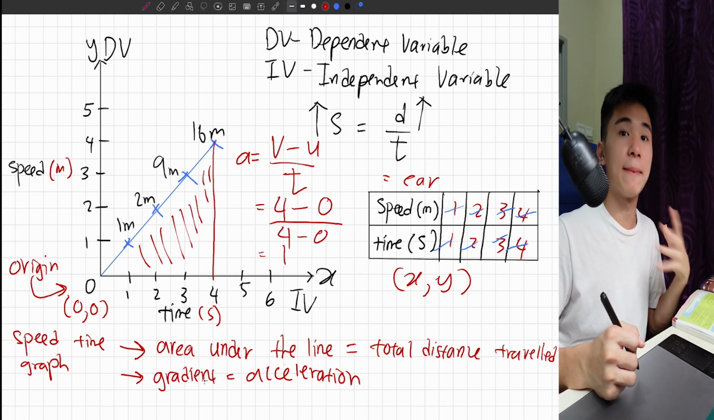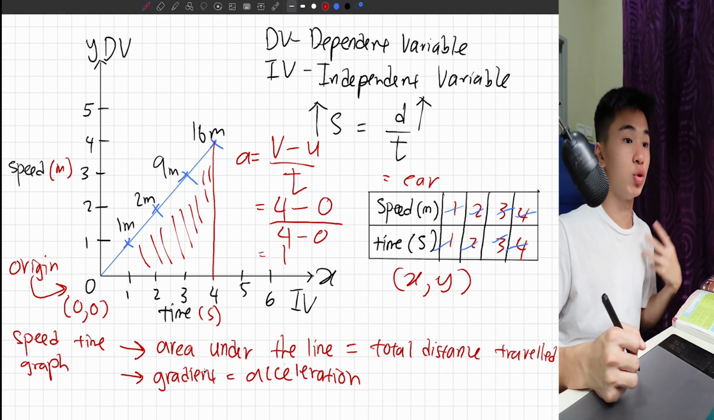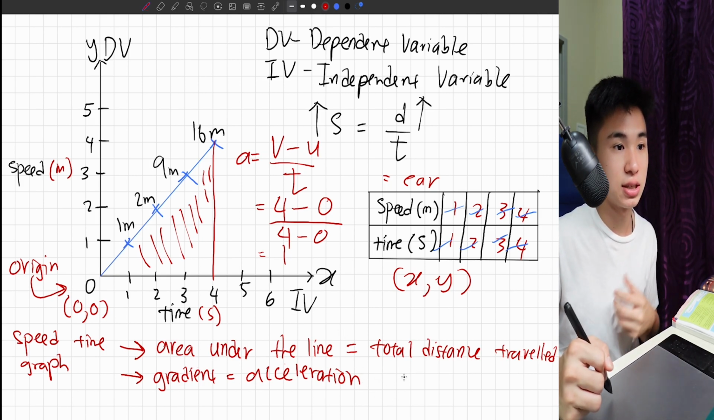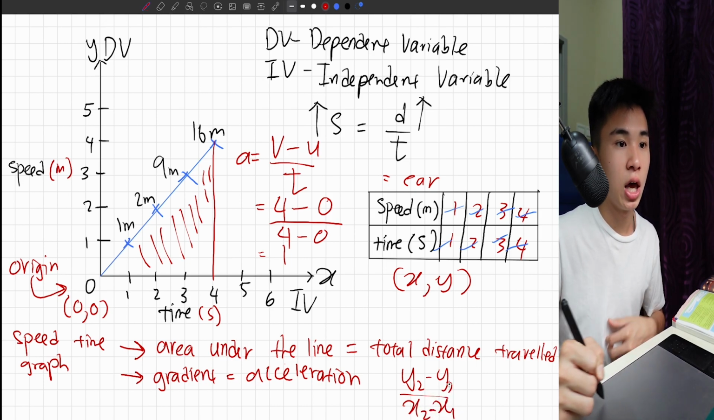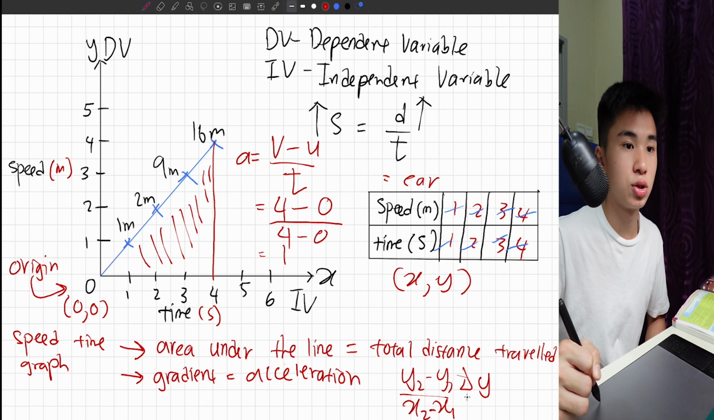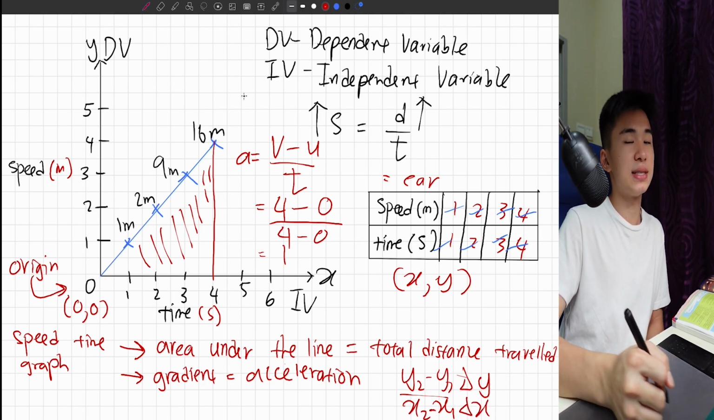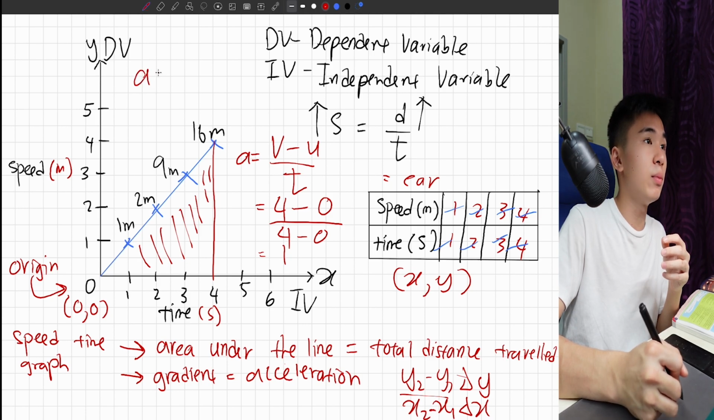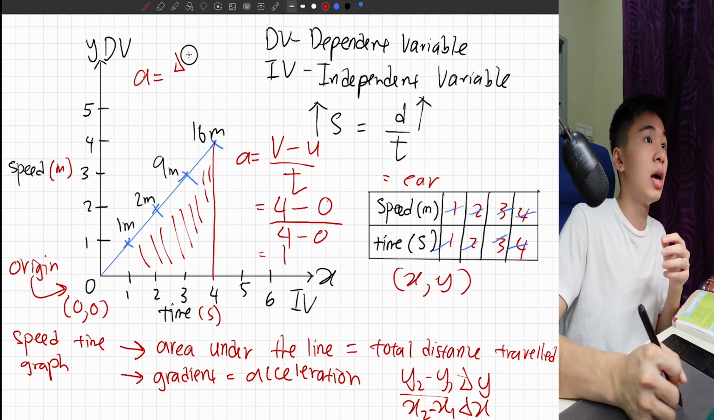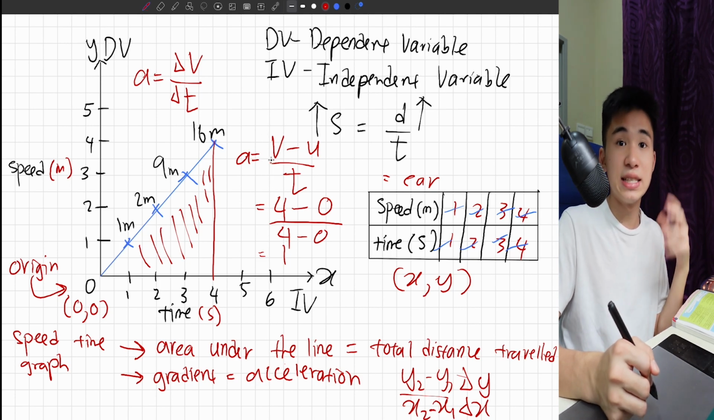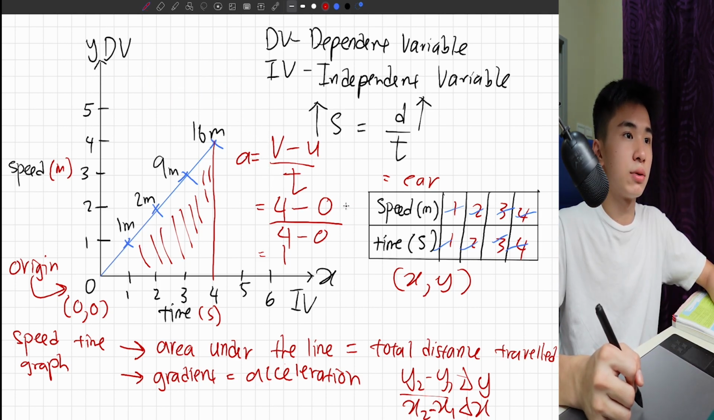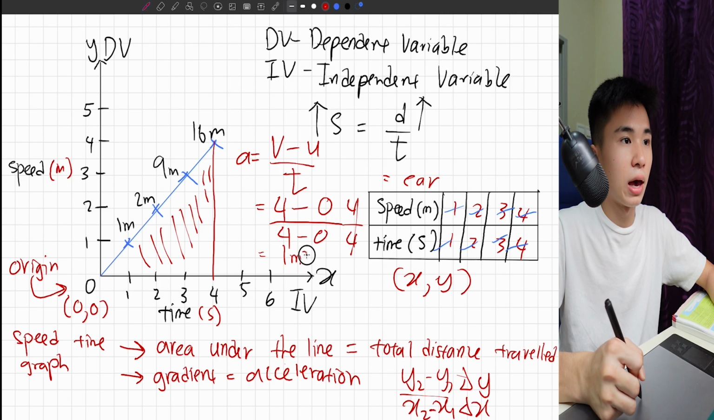Okay, so just now I had mentioned that the gradient is equal to acceleration, where the gradient is y2 minus y1 over x2 minus x1, right? Which is change in y coordinate over change in x. So in this case, actually it is the same. The formula for acceleration is basically change in velocity over change in time. Okay, so basically they are the same. The formula that I had first written down is the same as this one. So 4 minus 0 is 4, and here 4 minus 0 is 4. So 4 over 4 is going to be 1, and here 1 m/s squared.